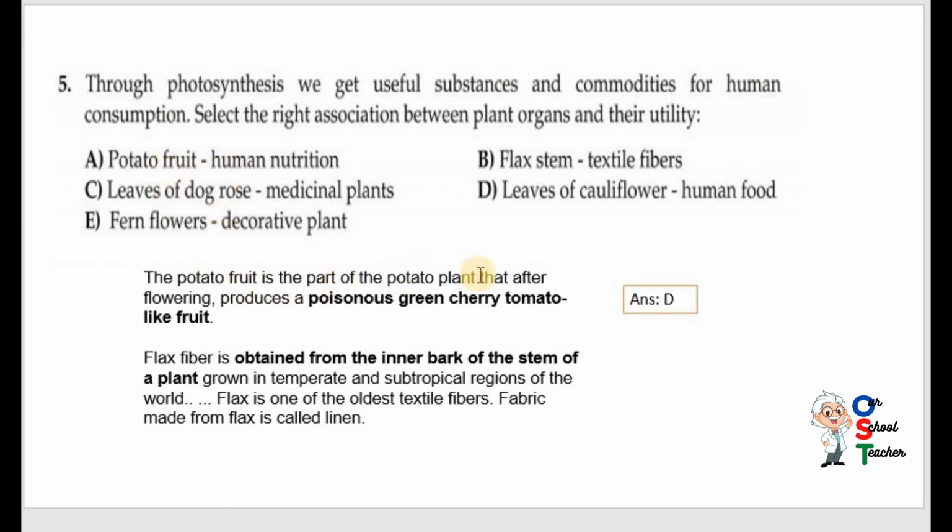The potato fruit is the part of the potato plant that, after flowering, produces a poisonous green cherry tomato-like fruit. So this is not for human consumption because it is poisonous. So A is incorrect. Now B, flax stem textile fiber.